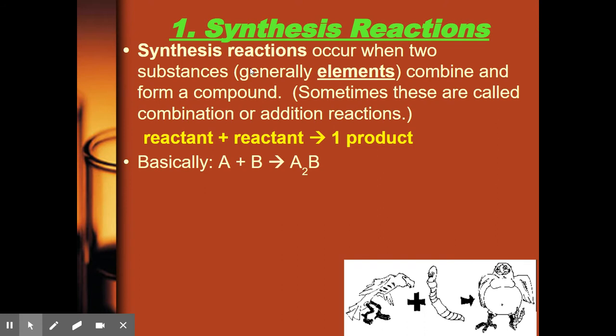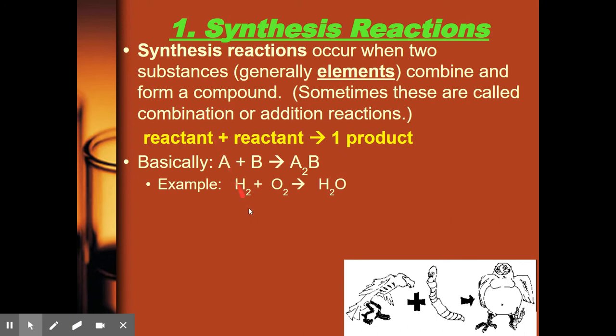One version of this is element A plus element B will make a compound A2B. Why it makes this compound is determined by the oxidation numbers of these things. You could have AB2, A3B, or AB3, depending on what the oxidation numbers are. This isn't balanced. You then have to put a 2 here. I didn't balance this generic equation. But here's an example of a synthesis reaction.